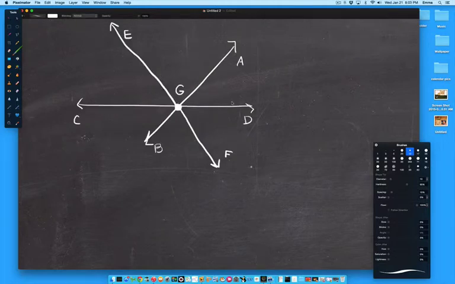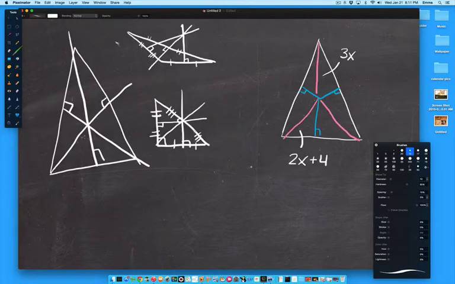We just need to learn one more definition before we can start learning about the properties of triangles, and this is concurrent lines. Concurrent lines are three or more lines that intersect at one point. The point where they meet is called the point of concurrency. So in this example, lines AB, CD, and EF are concurrent, and point G is the point of concurrency.